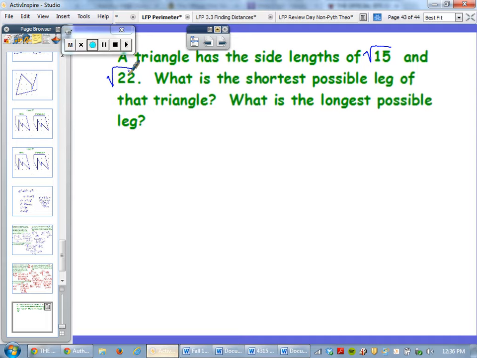Okay? And we should be wanting to accept that challenge and to work on a problem a little more difficult like this. So, this problem says a triangle has side lengths of the square root of 15 and the square root of 22. What is the shortest possible leg of that triangle? What is the longest possible leg?